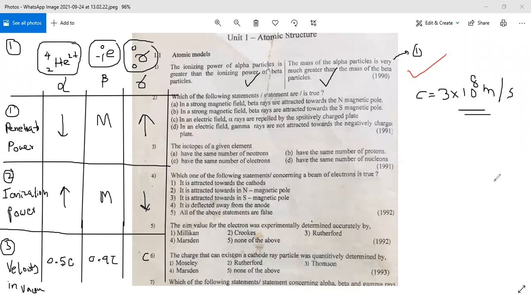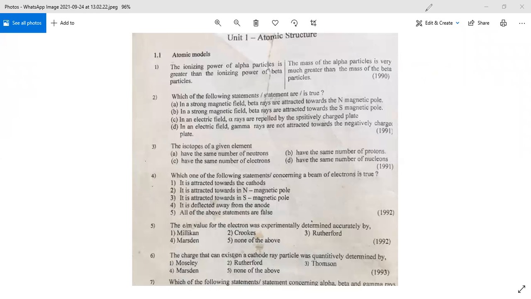Like that, we finished the first exam point. Let's go to another exam point. Point 2. Question 2 gives us point 2. Which of the following statements are true? A. In a strong magnetic field, beta rays are attracted towards the N magnetic pole. Okay, let's write down exam points before we do the question.